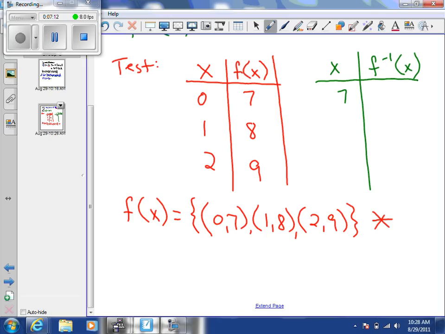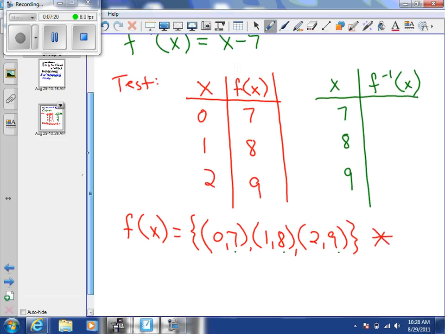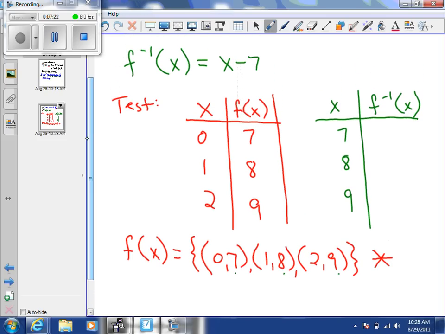So I'm going to take the range 7, 8, and 9, which you can see are the y values. If I plug those into this inverse function right here, 7 minus 7, I'm putting the 7 in right here for the x.